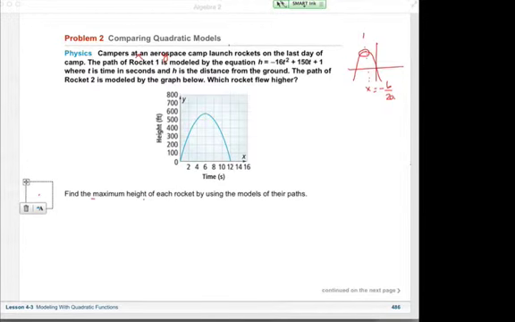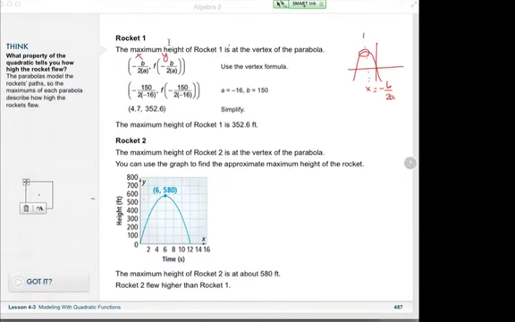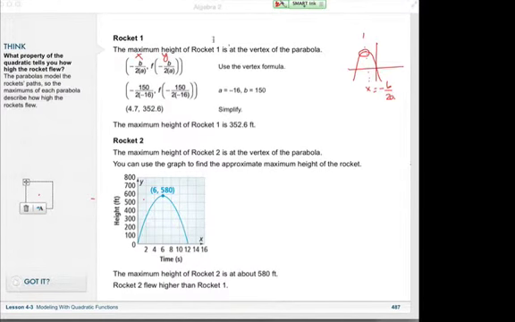So the equation was negative 16t squared plus 150t plus 1. I'm going to write that down. Negative 16t squared plus 150t plus 1. So we can see that negative b over 2a would result in negative 150 over 2 times negative 16.